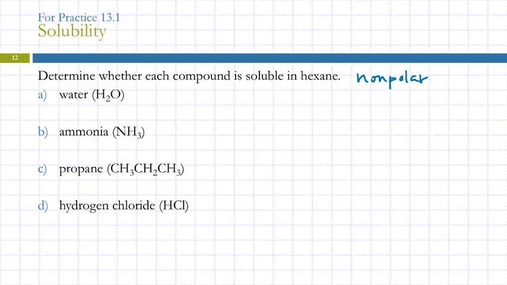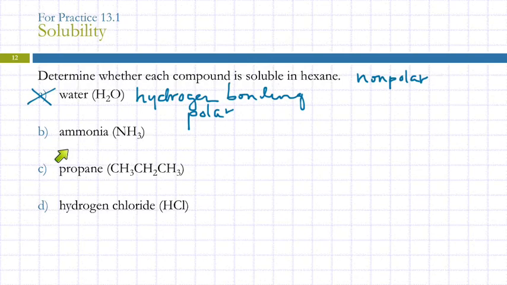So when you're asked to predict whether things will dissolve or not, I expect you to do that based on types of intermolecular forces. So you look at water, and what's the strongest force that water has? Hydrogen bonding. So this has hydrogen bonding. This is polar, right? Hydrogen bonding. This is polar. Is polar water going to dissolve in nonpolar hexane? Nope. They speak different languages. They're not going to mix together very well. So that one's not.